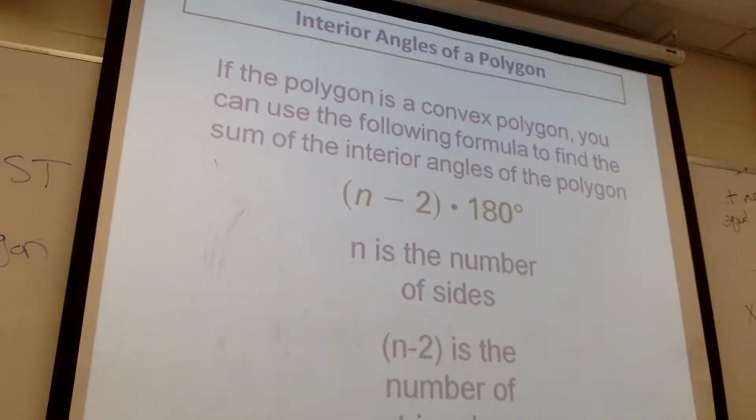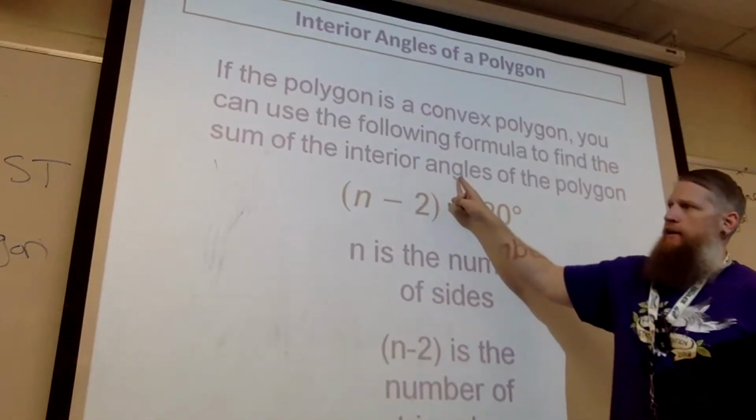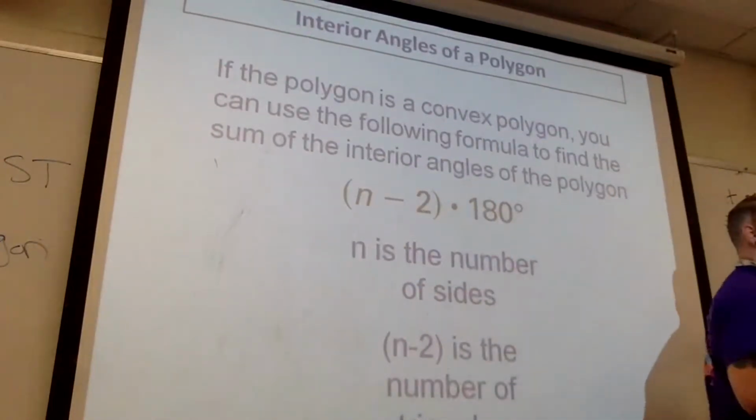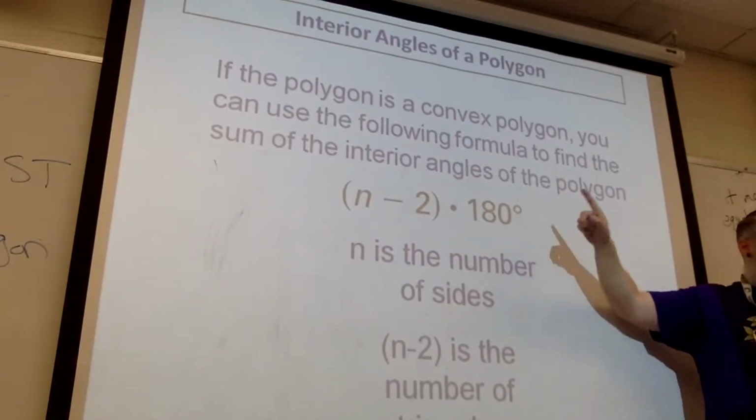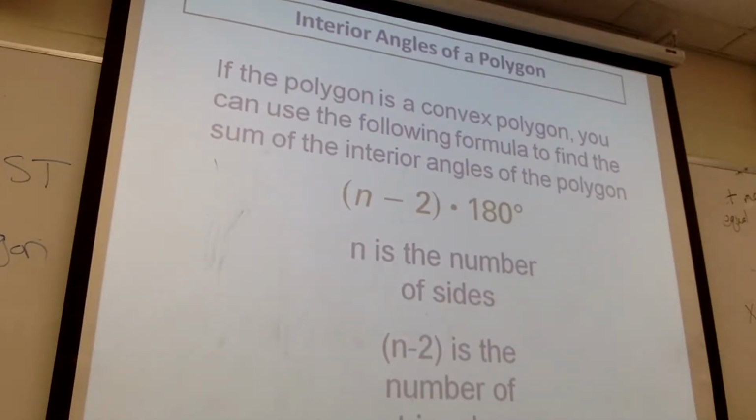So make sure you write that down. Make sure you write next to it that this is the sum of the interior angles. Sum meaning that you're taking the interior angles, whatever they are, and adding them all together. So this number right here will get you the value of all the angles combined. Not one angle, but all of them together.